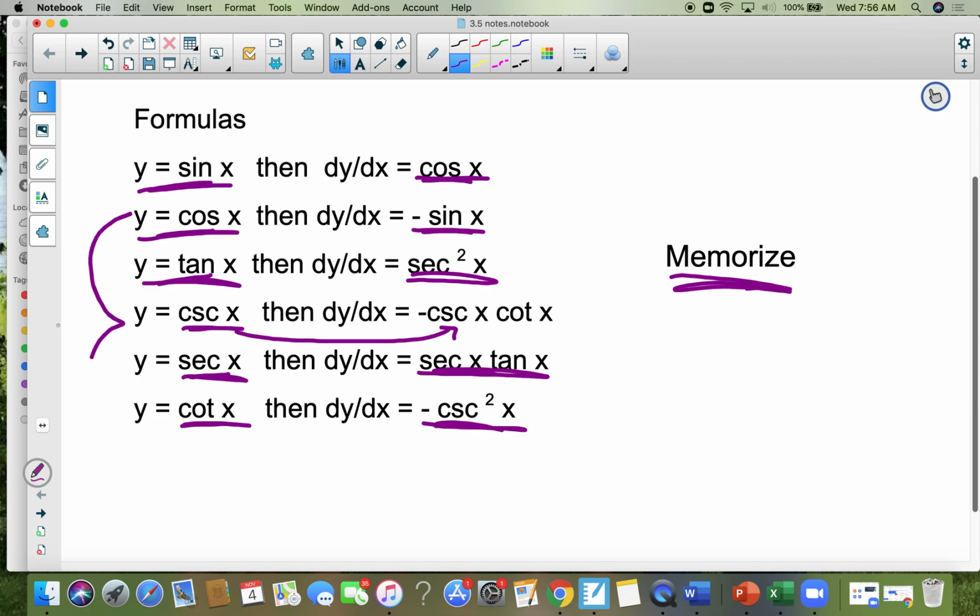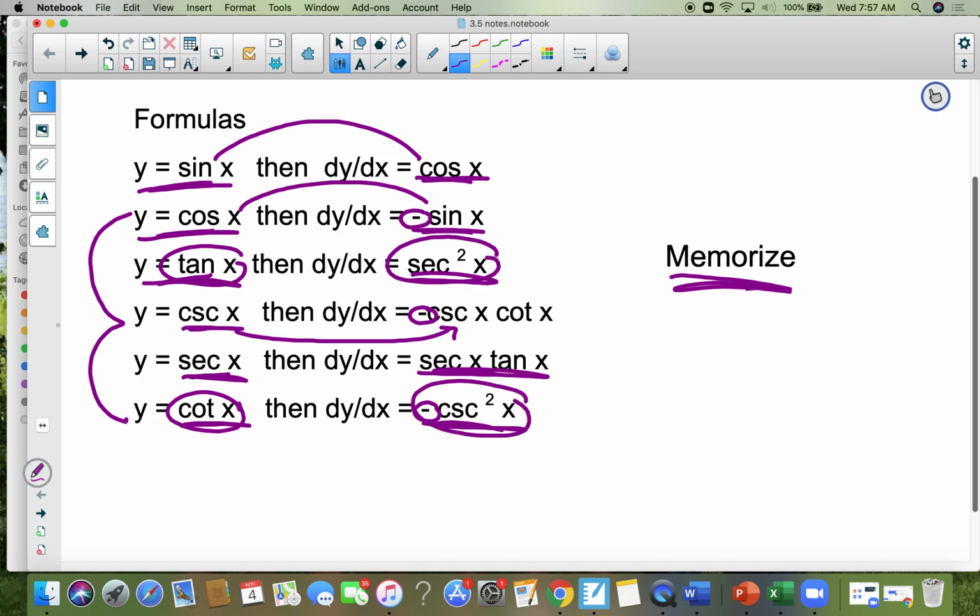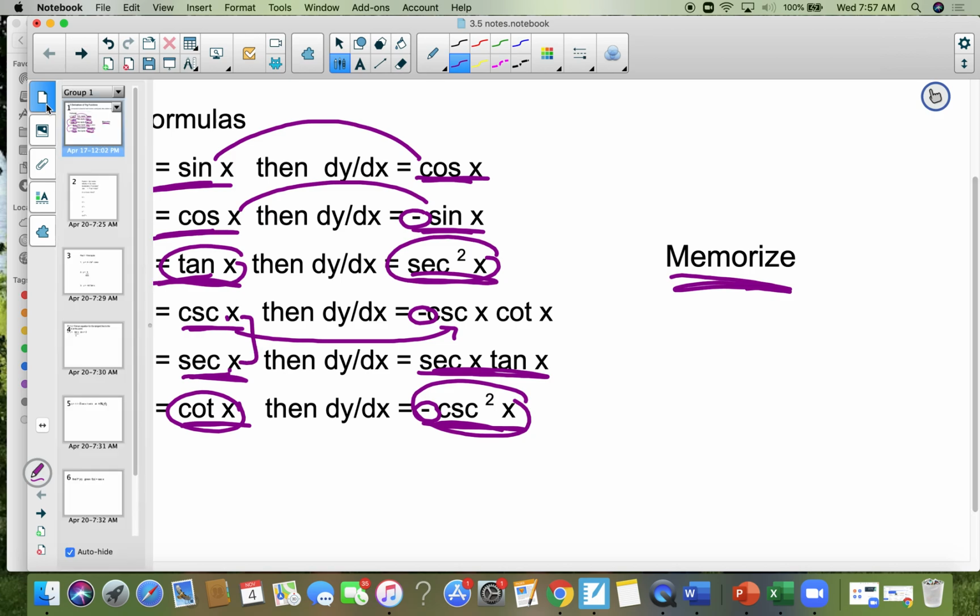If you look at the c's, the cosine, the cosecant, and the cotangent, they all have a negative sign for its answer. That kind of helps. These two are pretty much almost opposites other than the negative sign. The tangent and the cotangents are reciprocals and they have similar formulas, and same thing with these two. So try to just memorize those. Okay, the next page.